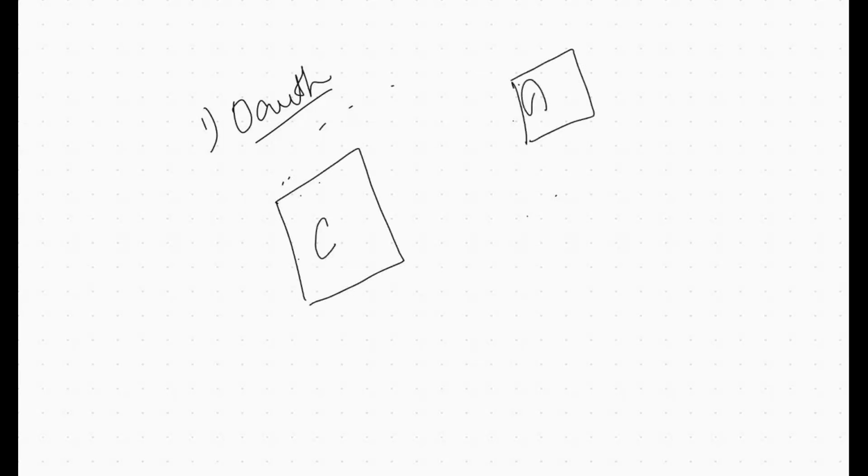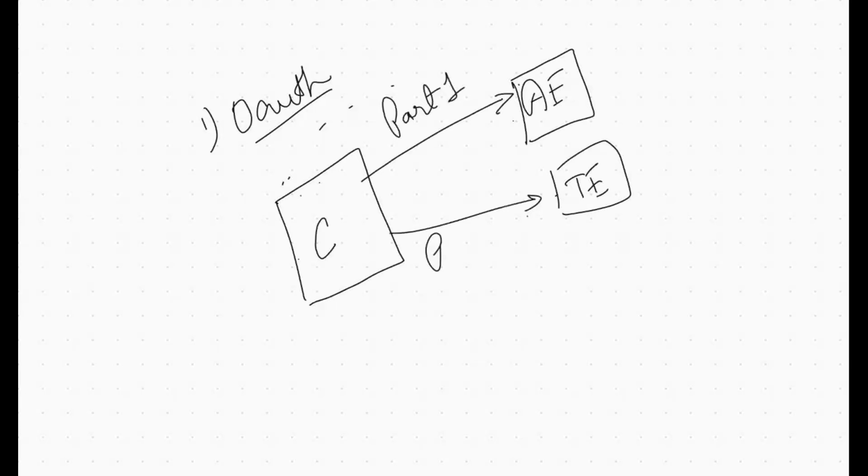Now we'll talk about another flow, which is resource owner password grant. Yesterday we were talking about a client, the authorization endpoint and the token endpoint. In the auth code flow there was a part one and a part two, and we discussed what information they carry.